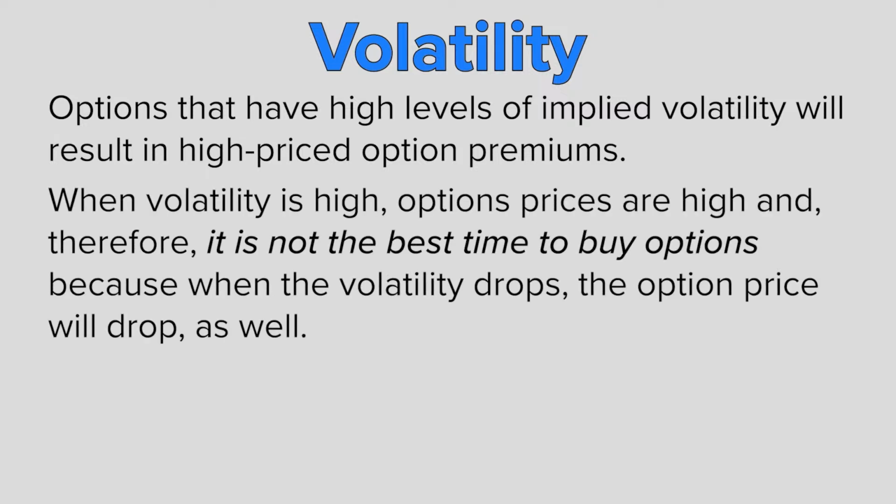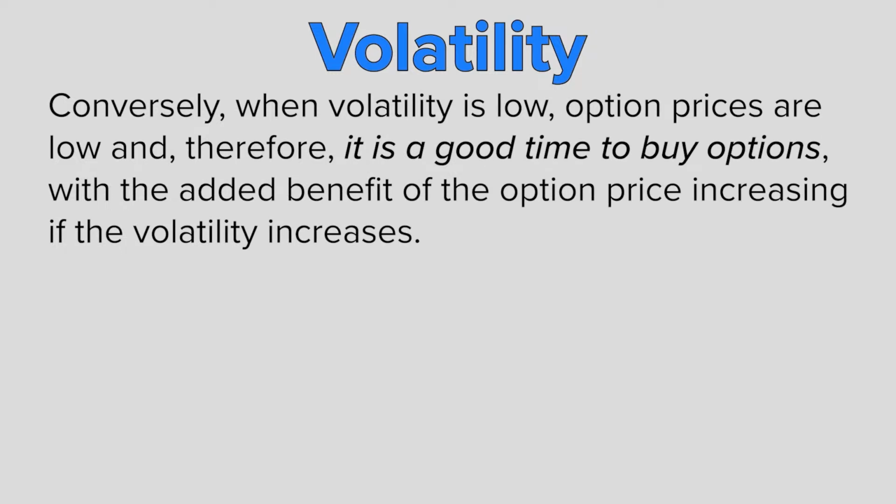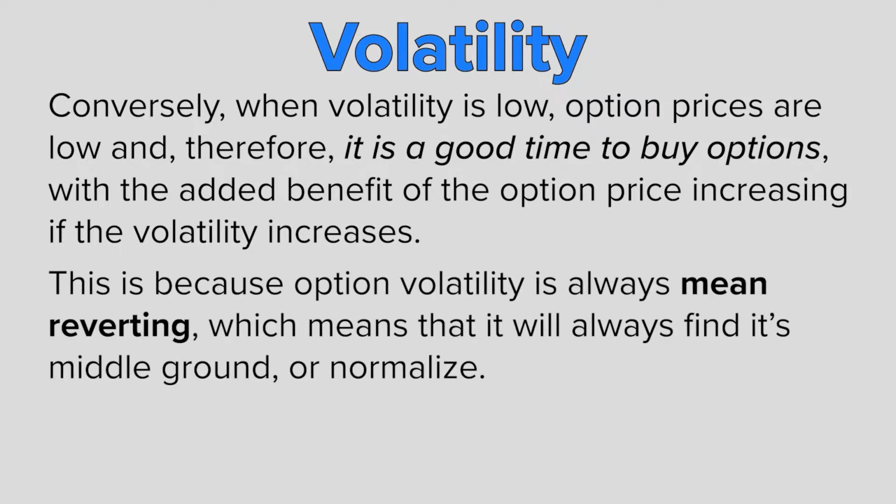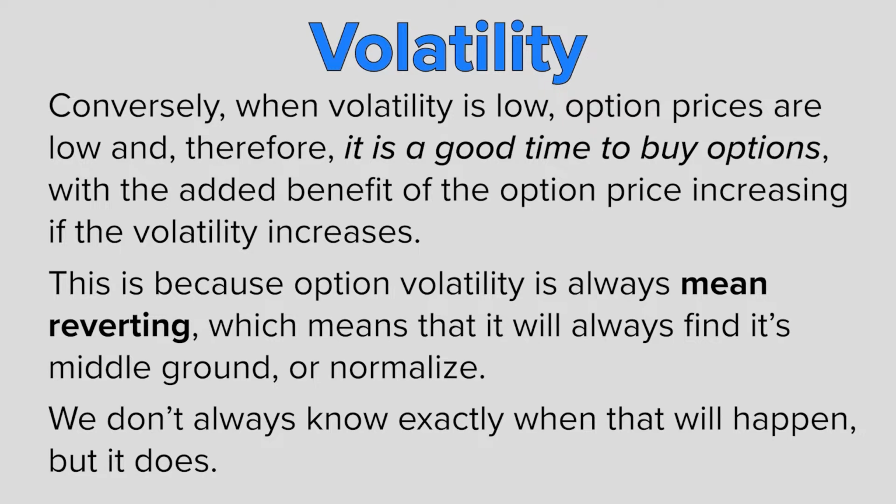When volatility is high, option prices are high, and therefore it's not the best time to buy options, because when the volatility drops, the option price is going to drop as well. Conversely, when volatility is low, option prices are low, and therefore it is a good time to buy options, with the added benefit of the option price increasing if volatility increases. This happens because option volatility is always mean reverting, which means that volatility is always going to find its middle ground or normalize. Now, we don't always know exactly when that's going to happen, but it does.